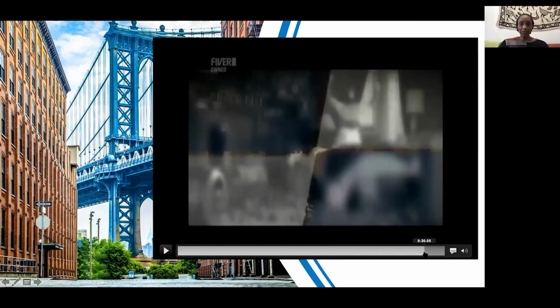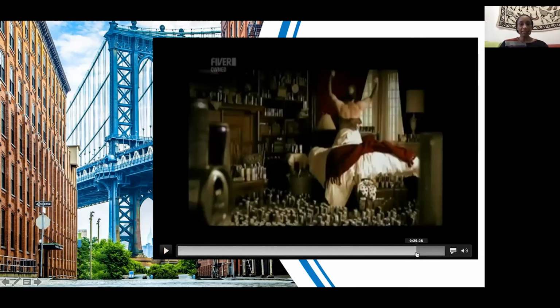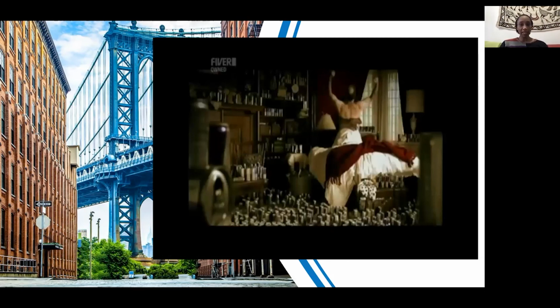Hold on one second. So this is a Red Bull ad, and this couple getting down, and lots of Red Bull cans all over the floor.